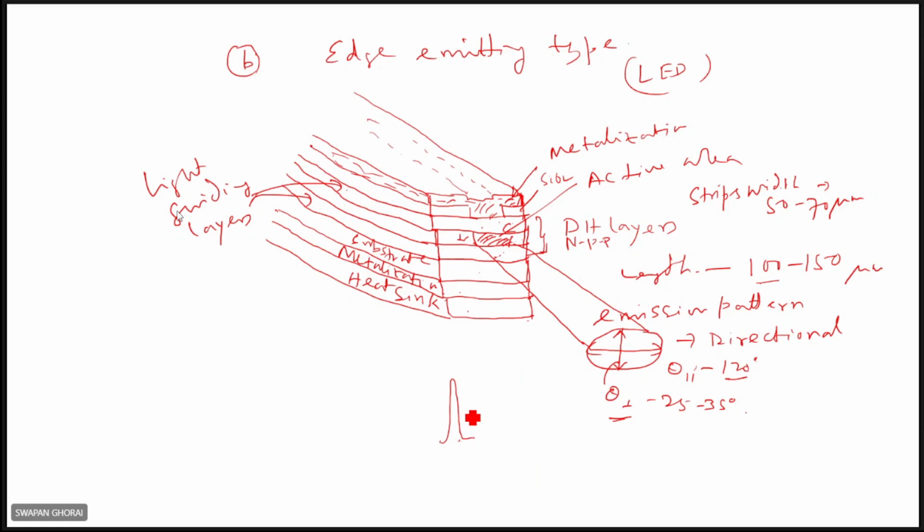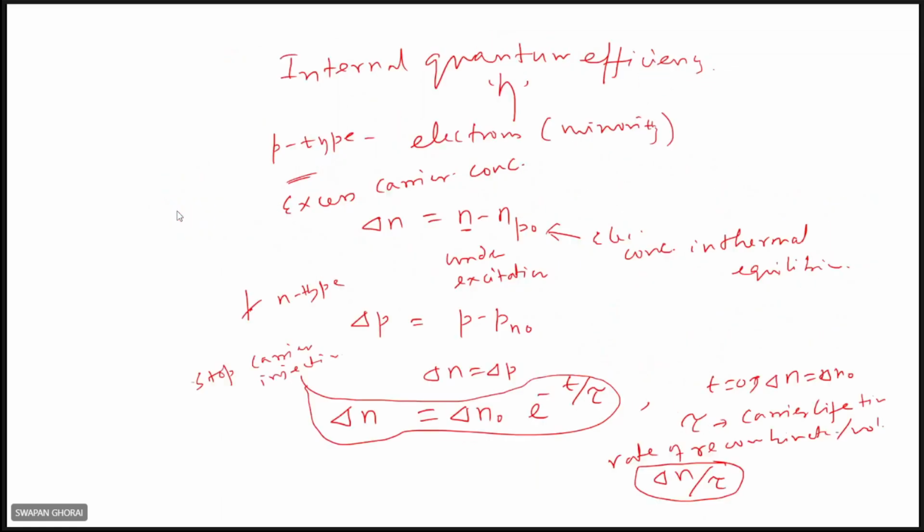So these are the two structures widely used for fiber optic communication systems. One is the surface emitting type LED, and the other is the edge emitting type LED, based on the structures.